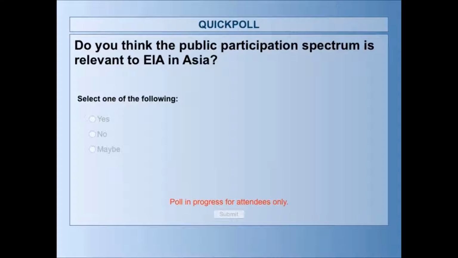Before we leave, there are two poll questions which we would like you to answer. It's up on the screen now. The first is, do you think the public participation spectrum, which Matthew introduced, is relevant to EIA in Asia? You can select one: yes, no, or maybe. Okay, we have 91% saying yes. So I think that's a resounding yes. 92 now. Can we go to the next question, perhaps?